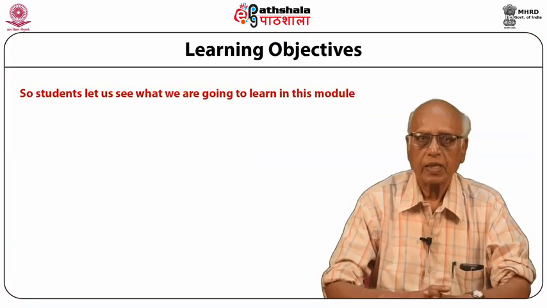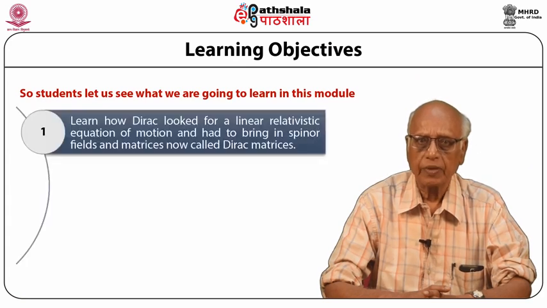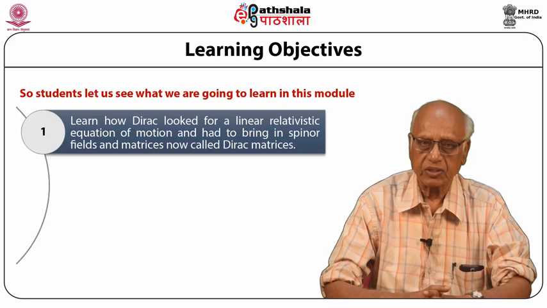Today we are going to discuss the module Dirac Equation for Electron. This is from the paper Radiation Theory in the course on physics. After studying this module, you should be able to understand how Dirac looked for a linear relativistic equation of motion and had to bring in spinor fields and matrices now called Dirac matrices.